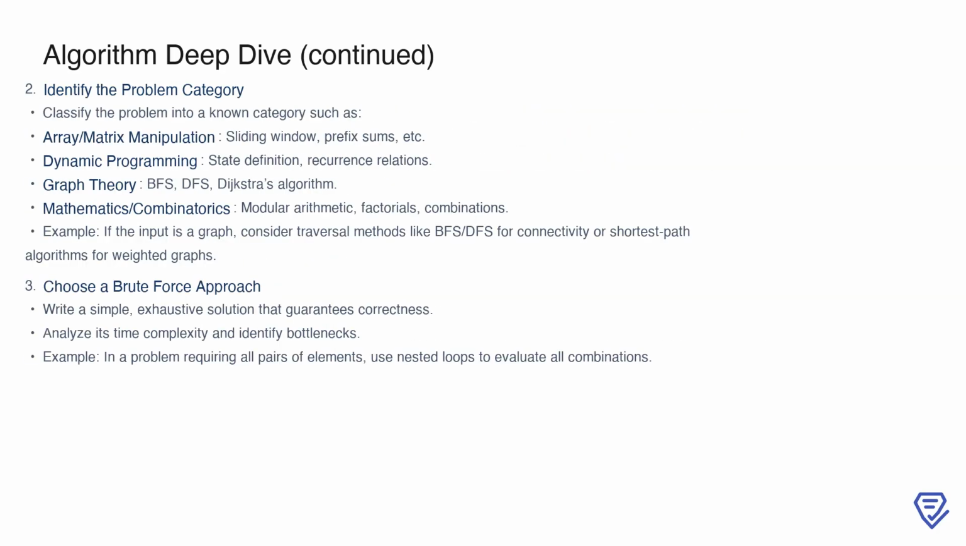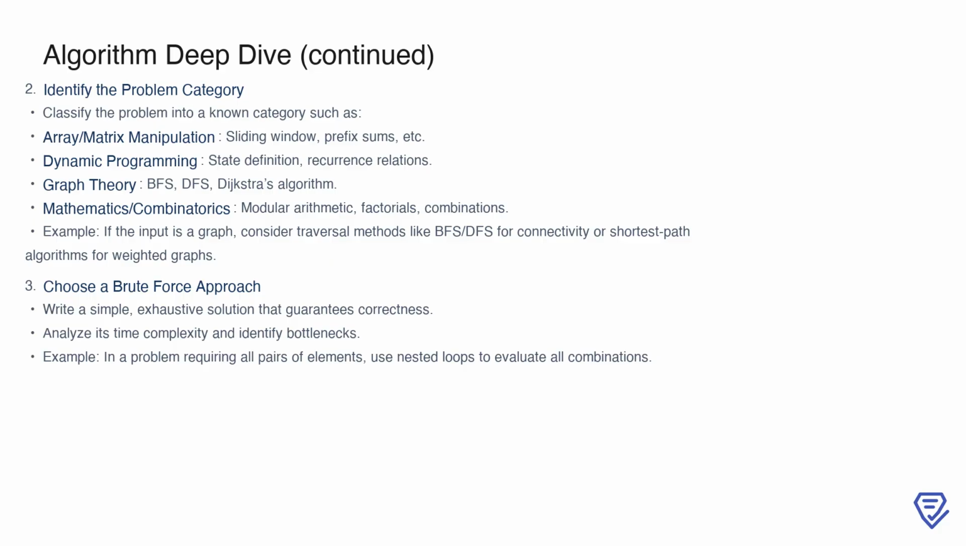Now that we understand the problem requirements, the next step is to classify the problem into a known category. Problems can often be grouped into areas such as array or matrix manipulation, dynamic programming, graph theory, or mathematics and combinatorics. For instance, if the input involves a graph, we might consider traversal methods like BFS or DFS for connectivity or shortest path algorithms for weighted graphs.